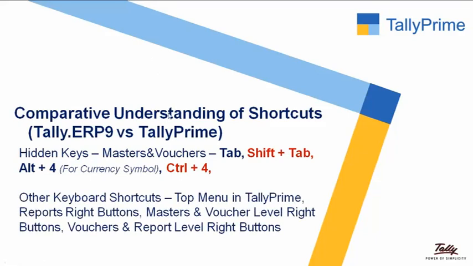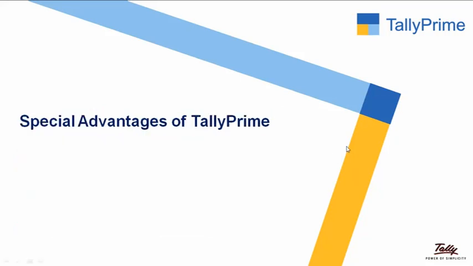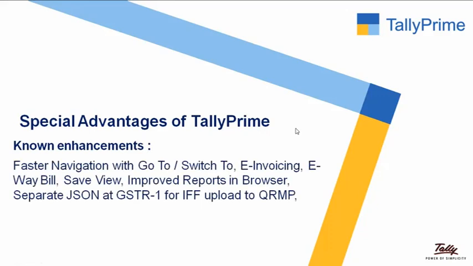Other keyboard shortcuts have been listed down, as I said, in the help menu. There is a clear-cut classification and list of shortcuts. Even the shortcuts displayed in the button bars and the top menus of the screen are there. You all know that a single underline means it is an Alt combination, and a double underline means it is a Control combination. Then special advantages of TallyPrime.